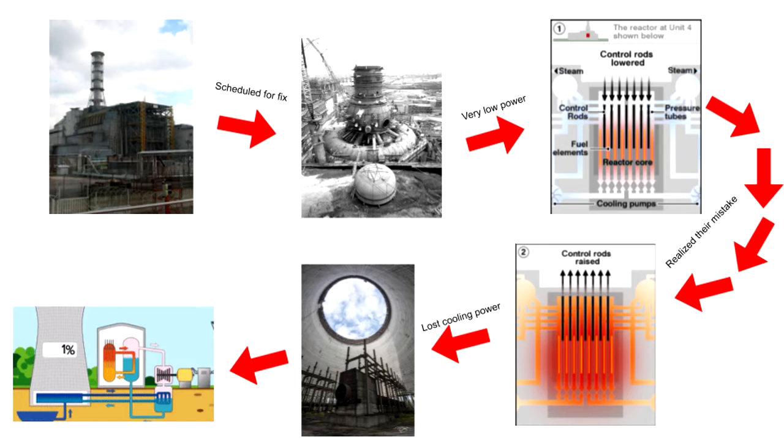At 1:23, the engineers continued with their experiment and shut down the turbine engine to see if its inertial spinning would power the reactor's water pumps. In fact, it did not adequately power the water pumps, and without the cooling water, the power level in the reactor surged.